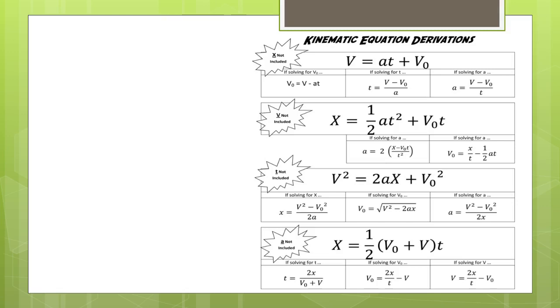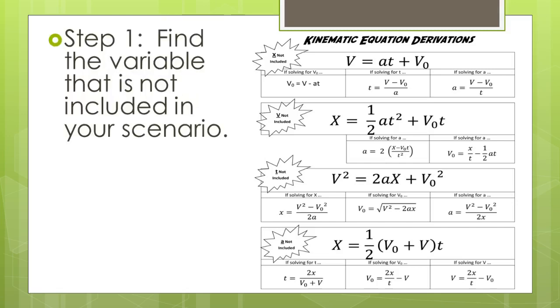So you can worry more about the order of operations, less about solving for an independent variable. The first step in this process is to find the variable that is not included in your scenario. We will do this by looking at the given information, what we're being asked to find, and the variable that's left over is the variable that's not included.